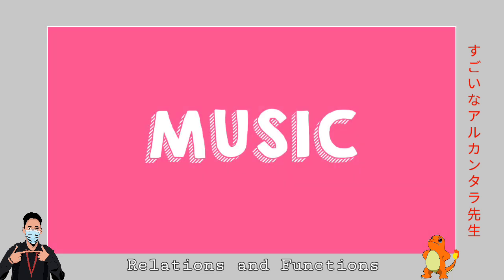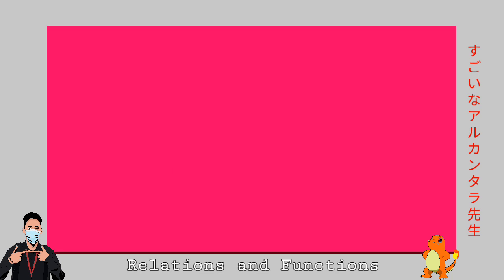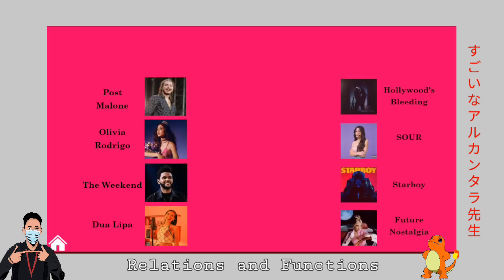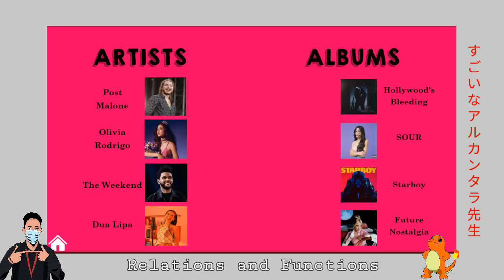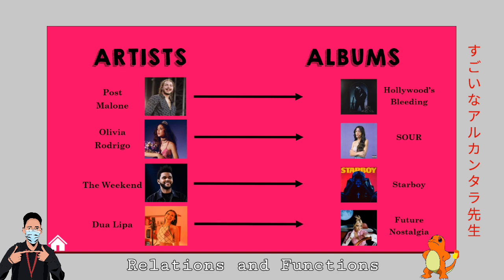So, to conclude, we have our last example, this one for music. So, we have Posty, who created the album Hollywood's Bleeding. Really good album. Olivia Rodrigo got Sour. The Weeknd got Starboy, and of course our girl Dua Lipa got Future Nostalgia.